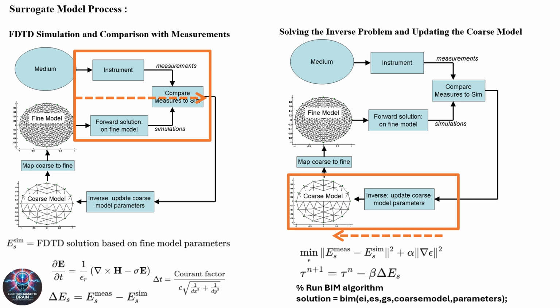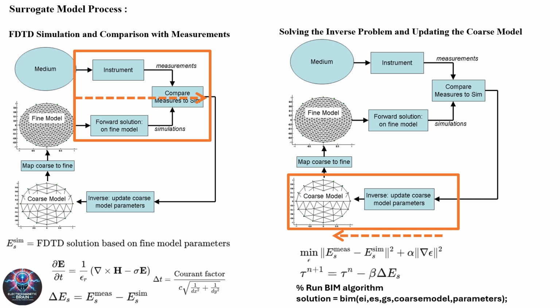The fine model's grid consists of small cells, where each cell corresponds to a specific value of permittivity and conductivity. FDTD uses this mesh to update the electric field at each time step. The permittivity and conductivity values from the fine model are used to solve Maxwell's curl equations, describing the evolution of the electric field in the medium.